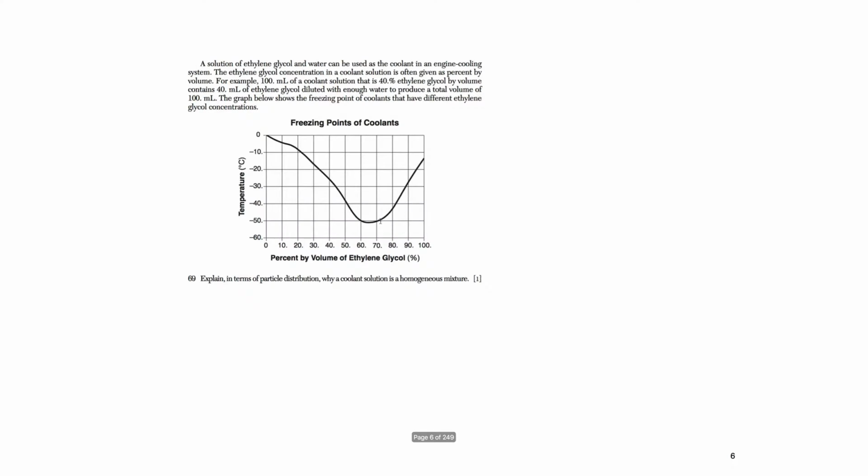Okay. All right, now we have a short answer, a lot of words. But we don't have to even read them. Explain in terms of particle distribution why a coolant solution is a homogeneous mixture. So if you look at the slides before, homogeneous mixtures have uniform particle distribution, meaning it's the same everywhere. You don't even have to read that whole paragraph that they give you.